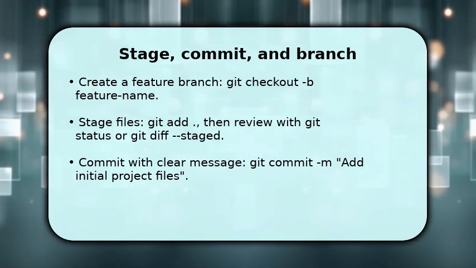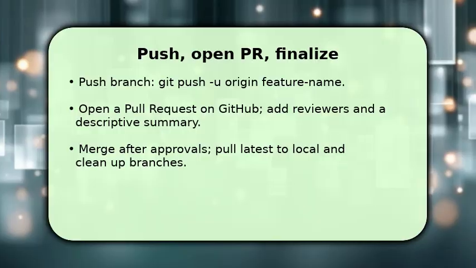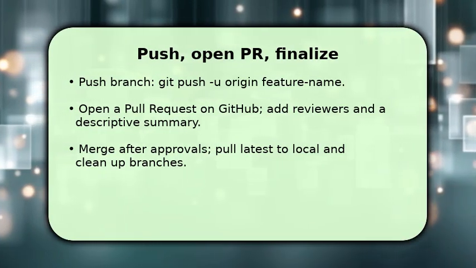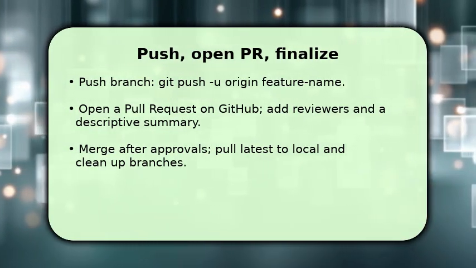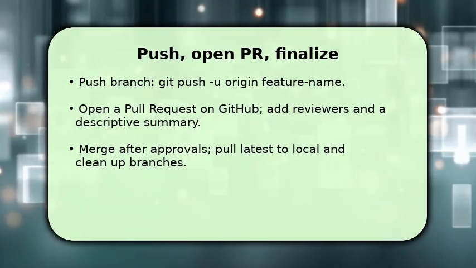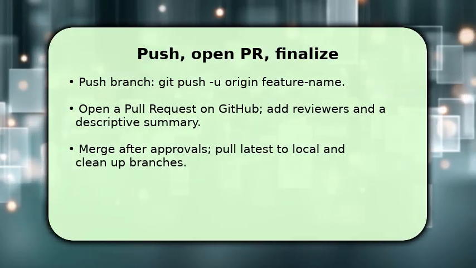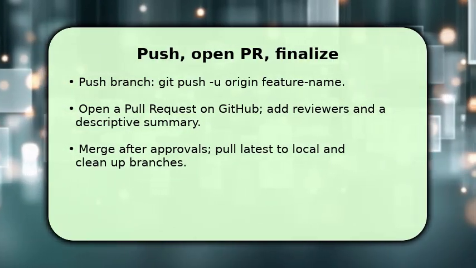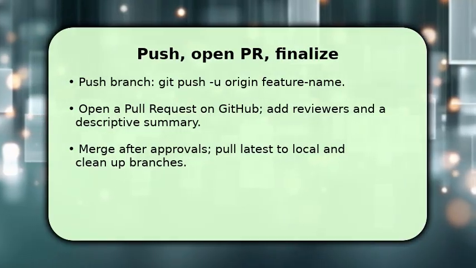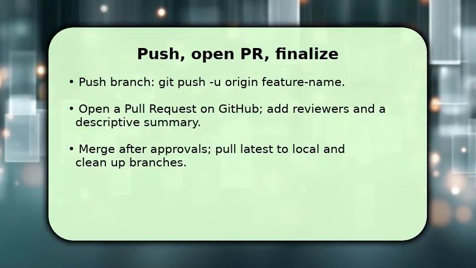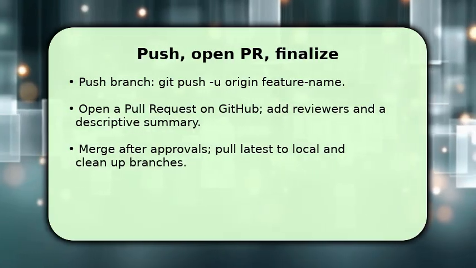Finally, you push the branch and create a pull request to integrate your project, pushing with upstream set so future pushes are simple. Once the PR is open, add a clear summary, link issues, and request reviewers so context and approvals happen faster. After approvals, merge using the chosen strategy, then pull the merged main branch locally and delete the feature branch to keep the repo tidy.